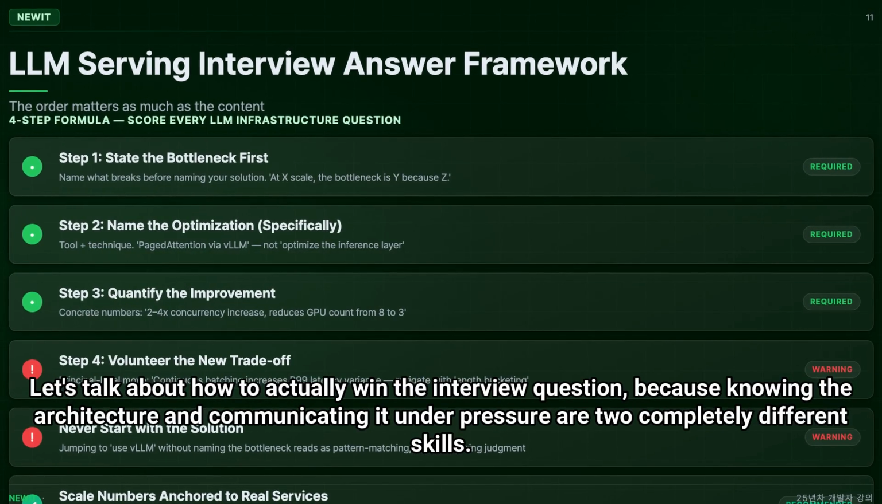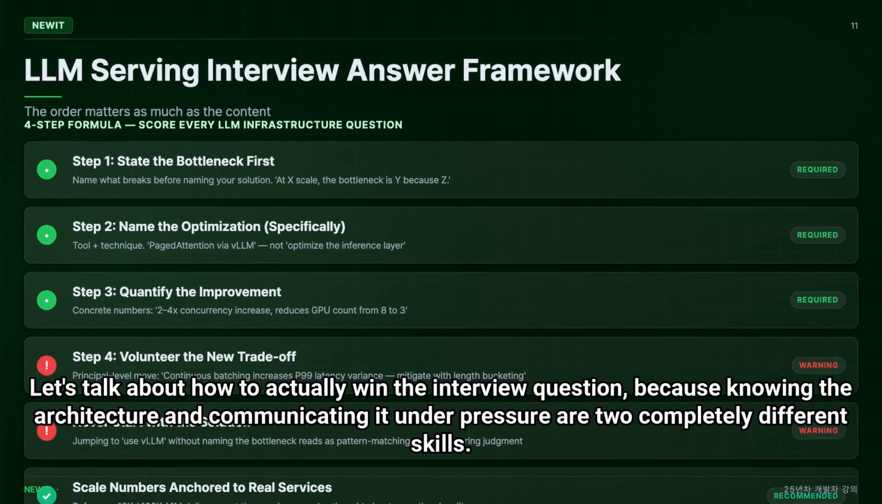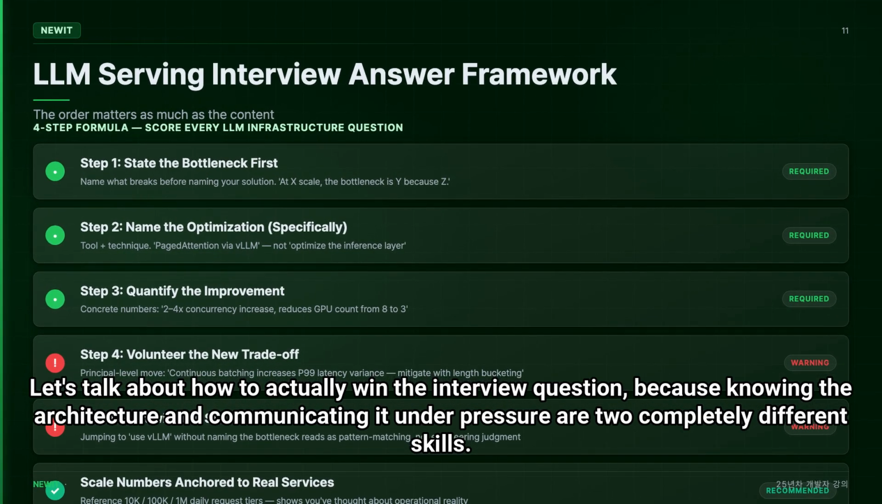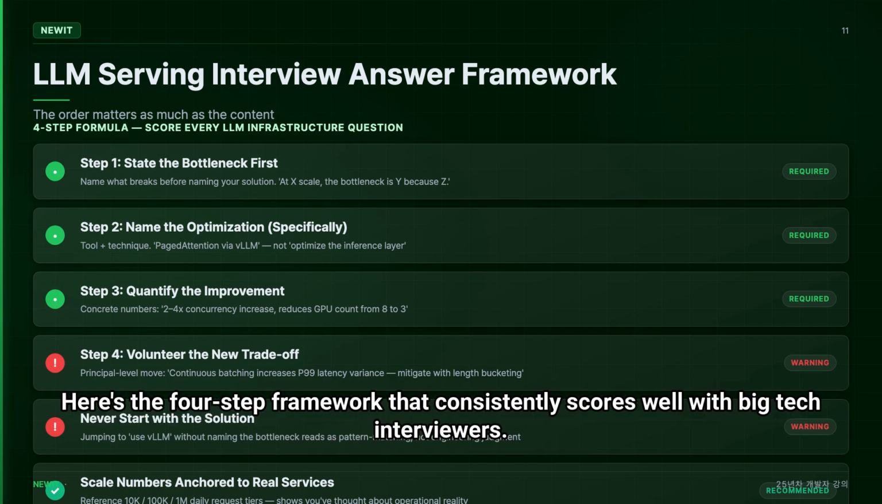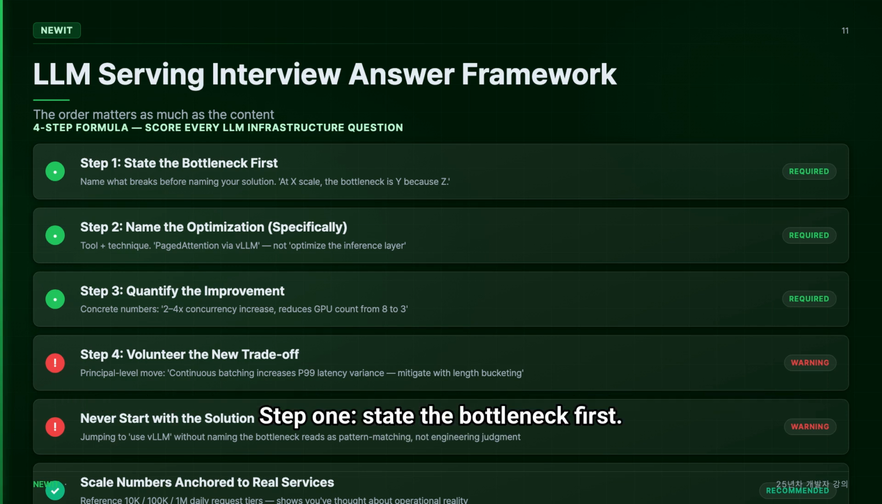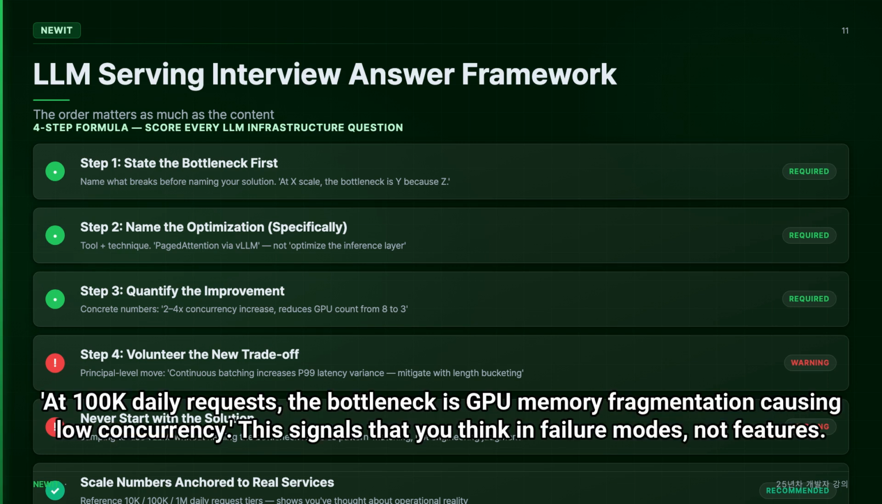Let's talk about how to actually win the interview question. Because knowing the architecture and communicating it under pressure are 2 completely different skills. I've watched senior engineers with 8 years of experience stumble on LLM serving questions. Not because they didn't know the content, but because they answered in the wrong order. Here's the 4-step framework that consistently scores well with big tech interviewers. Step 1. State the bottleneck first. Don't start with your solution. Start with what breaks. At 100,000 daily requests, the bottleneck is GPU memory fragmentation causing low concurrency. This signals that you think in failure modes, not features.